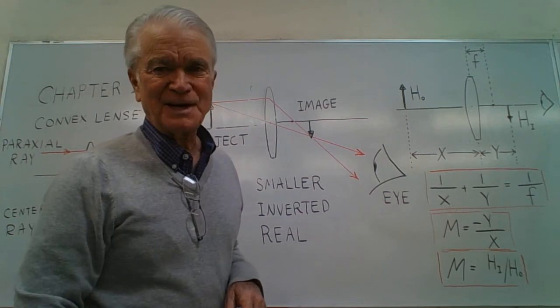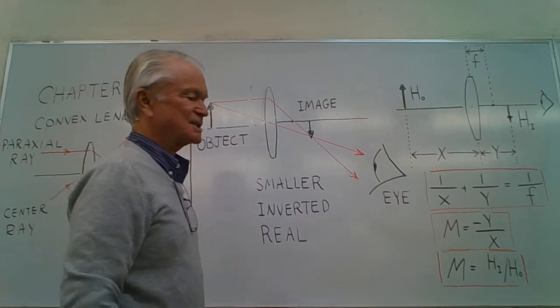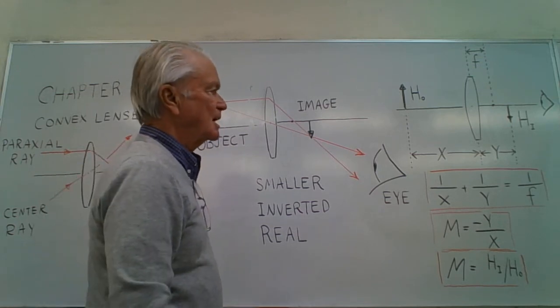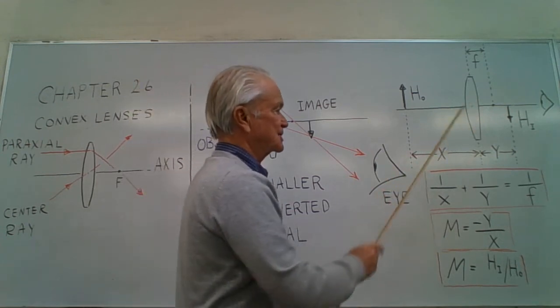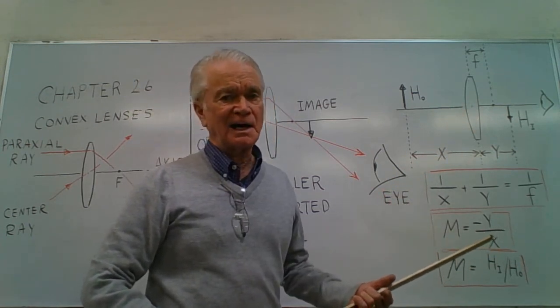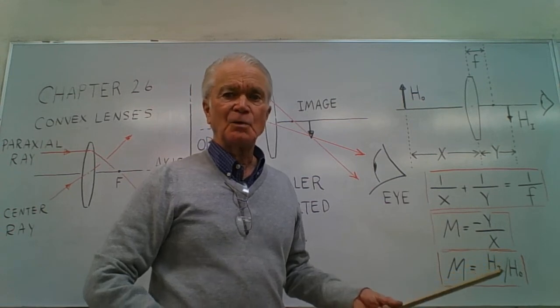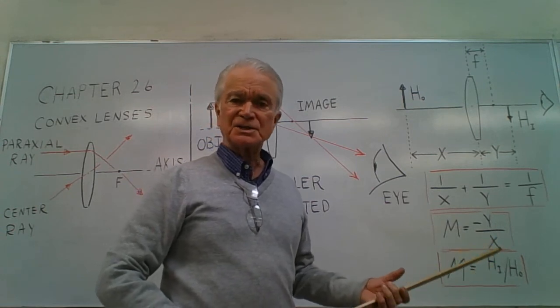which is part 4, by the way, of chapter 26 lecture videos. On the other hand, if the image is not on the eye side, y is negative. And I can say more than that.